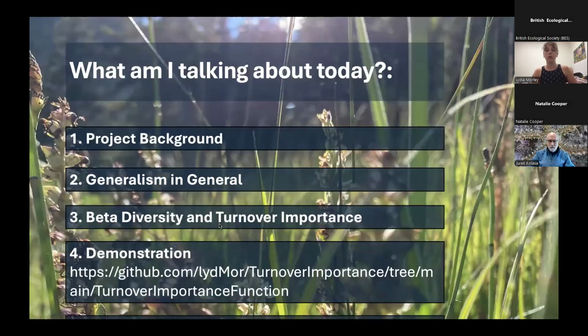Just to give you a quick overview of what I'm going to be talking about today, first I'm going to give you a little background on the project, why we started this, how we started it. Then we'll talk a little bit about generalism in general, and then we'll talk about what is beta diversity and how we use it to calculate turnover importance. And then finally, we'll do a demonstration of the turnover importance function using this GitHub link. The link is here. It'll also be pasted in the chat. And then I also have a QR code later on in the talk.